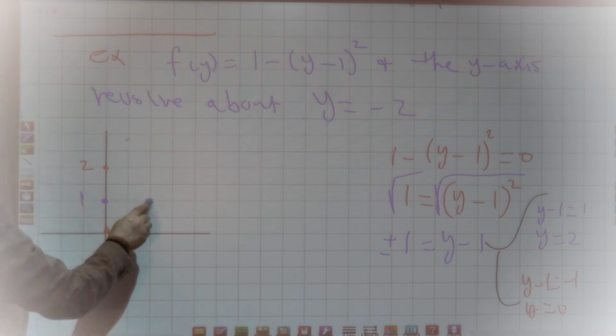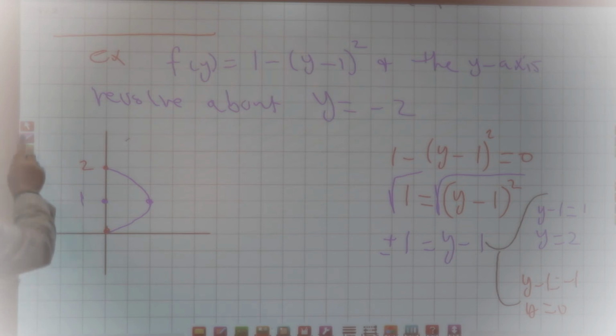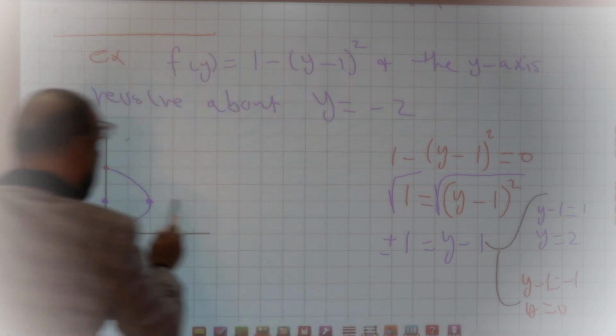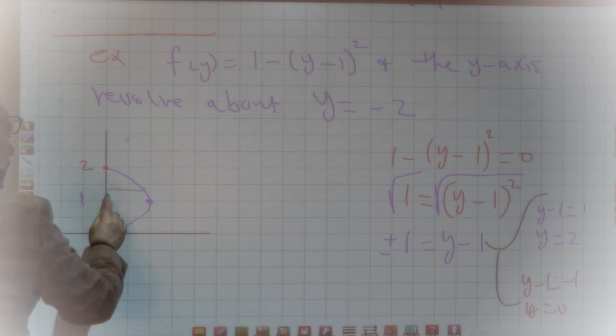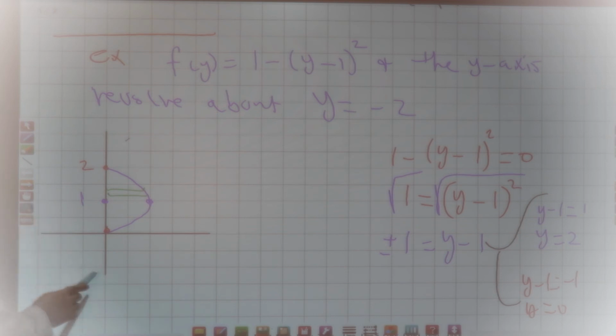Here, then my function will be like this. We can take a small slice anywhere here, a small slice, and we will revolve it around the line y equals negative 2. Right? A small slice here, revolved about the line y equals negative 2.